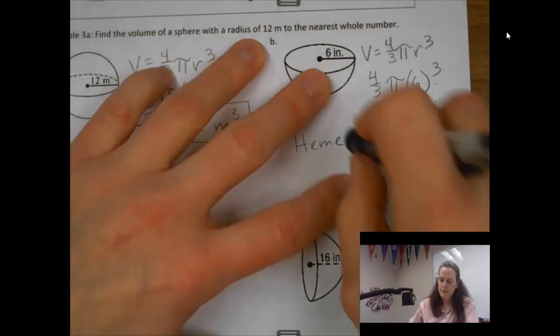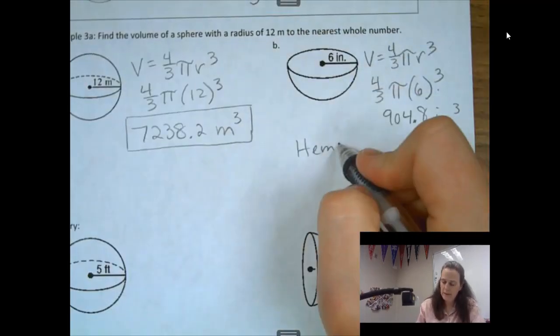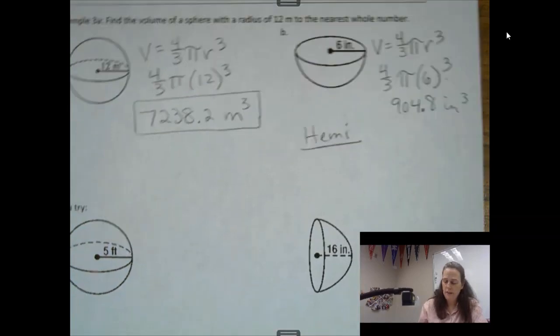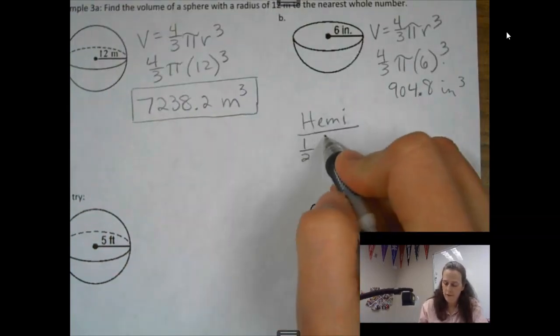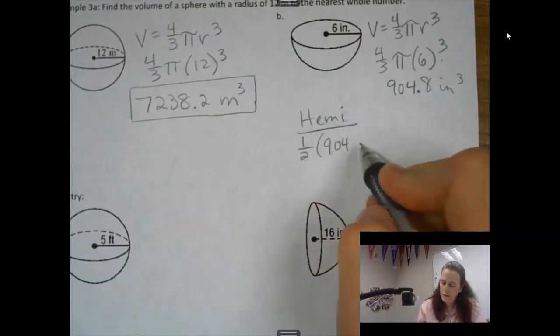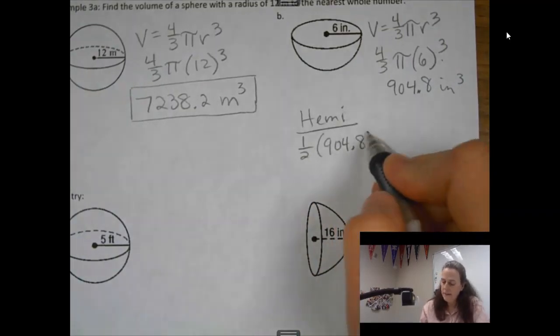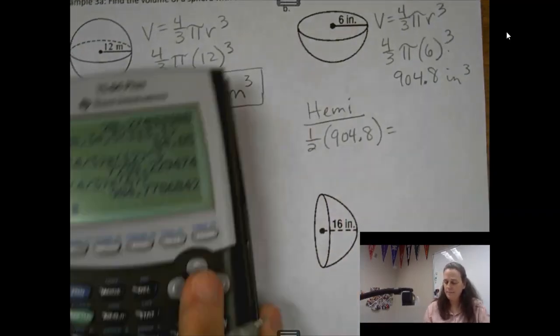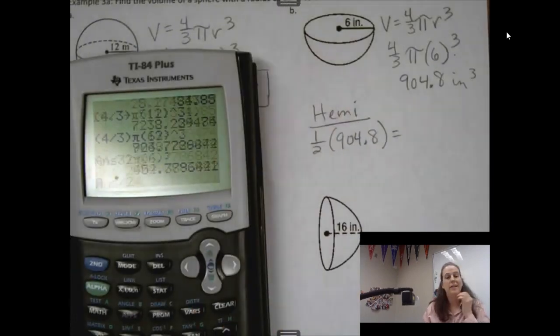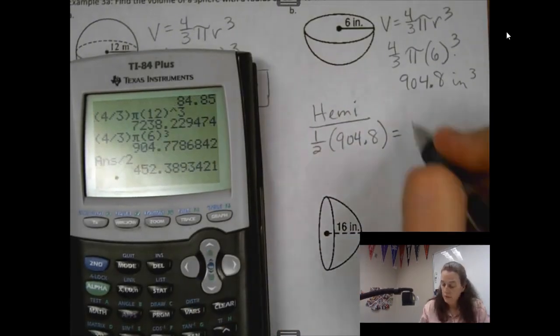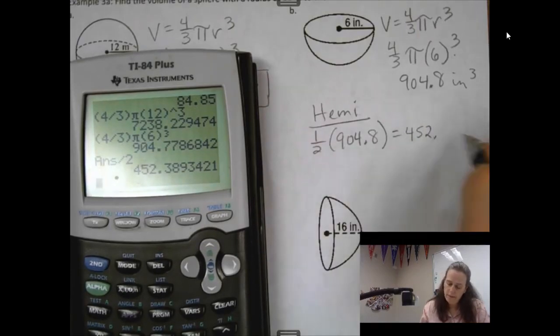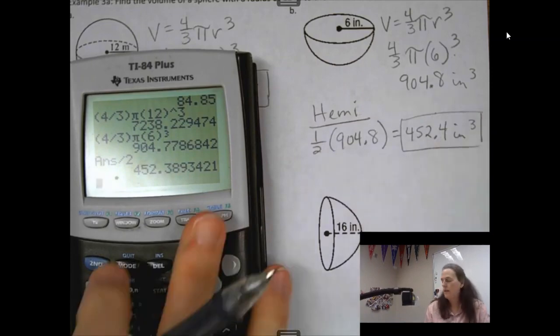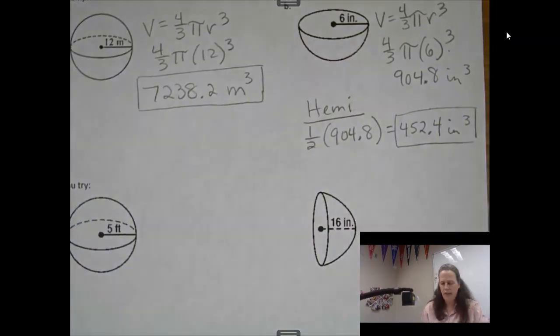I need a hemisphere. I need half. So 1/2 of 904.8 equals, on my calculator, I could just do divided by 2, 452.4 inches cubed. Okay, and you can kind of visually think, does that look like it's about half of the sphere? Yeah, so you can do a little quick check of your work.